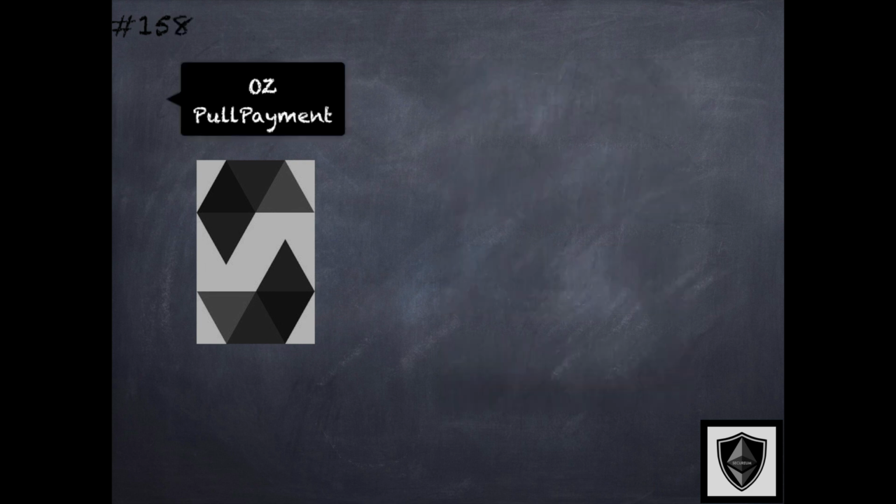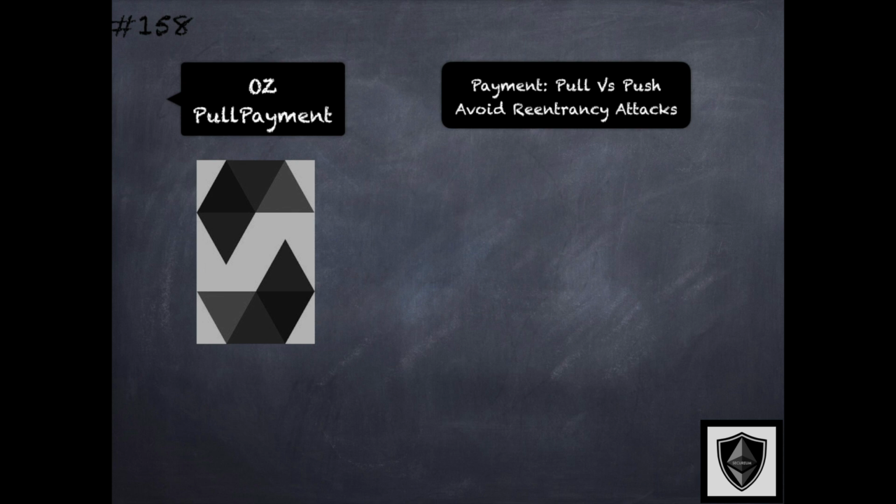OpenZeppelin implements a pull payment library that is relevant in the context of payments. Payments between two contracts can be done either by the paying contract pushing the payment to the receiver account, or the receiving contract doing a pull of the payment from the paying contract. And this is interesting in the context of avoiding reentrancy attacks.